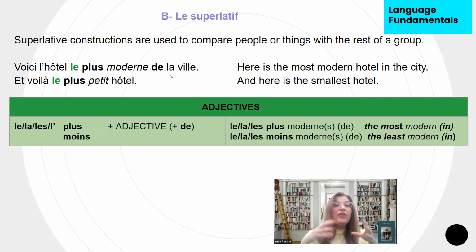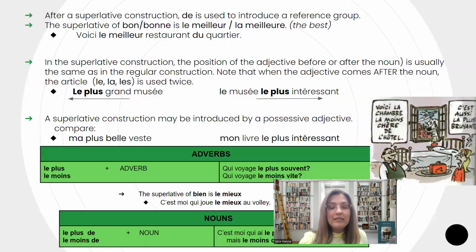We're going to say the best of or the smallest of, which means we're going to use an adjective and de after it. Le, la, les plus moderne de, the most modern of the city, de la ville. Or le moins moderne, the least modern of or in. Okay, in English, it translates to in. Okay, so superlatif versus comparatif.